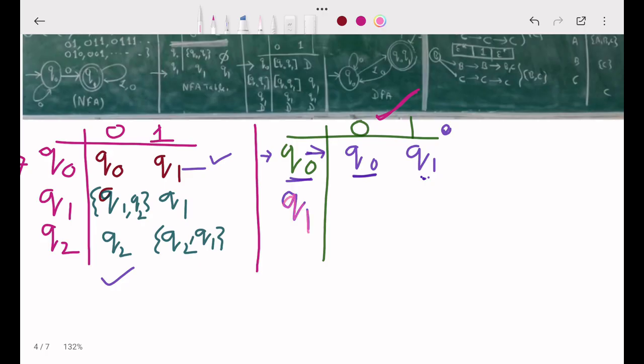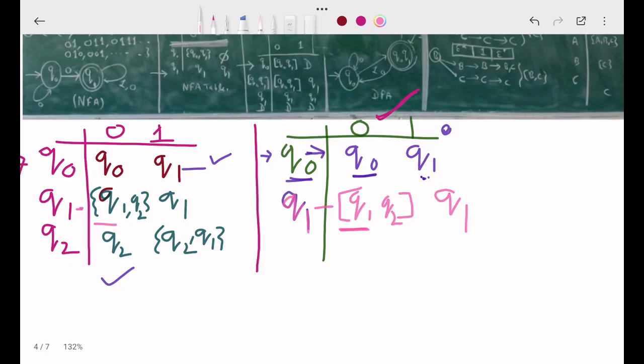Okay. Now I will check Q1. Q1 is going for 0 to Q1 and Q2. So I will make this Q1 and Q2 one state. Done. This is one state. So there is a difference. This is the set and this is a state. Remember. Now Q1 for 1 I am going to Q1. So I will write here Q1.